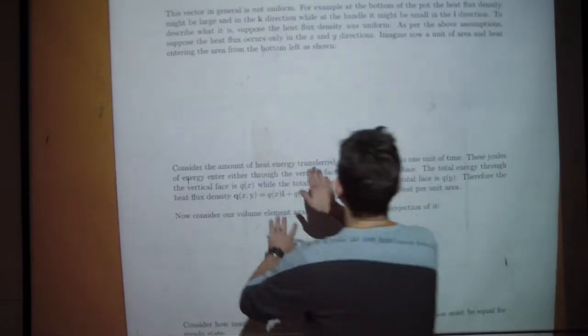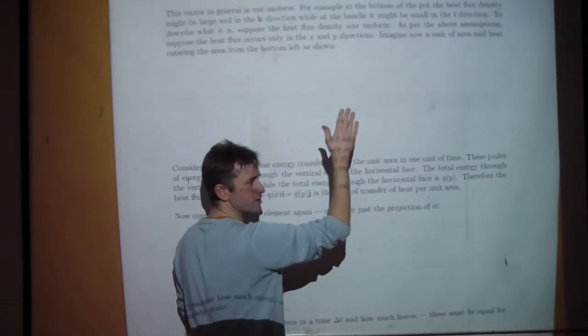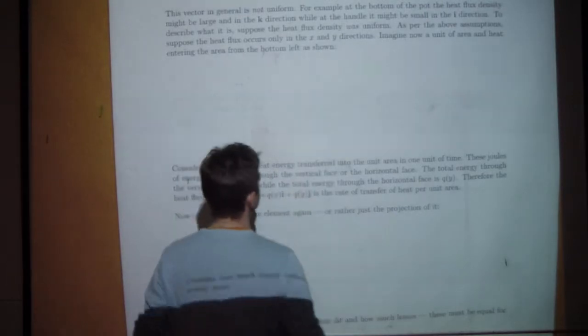Right, we got it. So, this vector, the heat flux density, as I said, is not uniform. Say at the bottom of the hob, it's very, very large, and over the handle, it's small in a different direction. So here, for example, at the bottom of the pot, the heat flux density might be large in the K direction, while at the handle, it might be small in the I direction. To describe what it is, suppose that the heat flux density was uniform. Suppose that the heat flux occurs only in the X and Y directions. Now that is good for our plate because say if this is X and this is Y, we're not having heat transferring between the top and the bottom of the plate because it's so narrow.